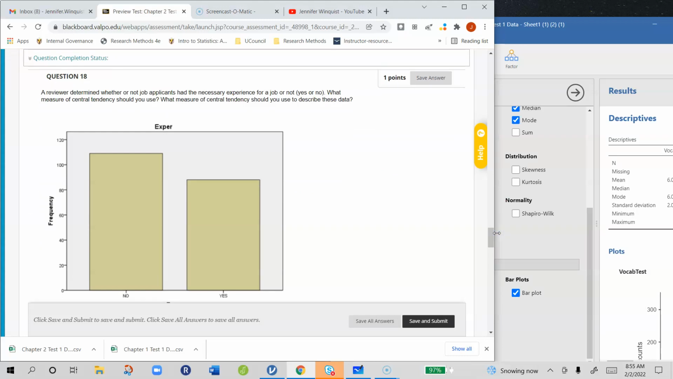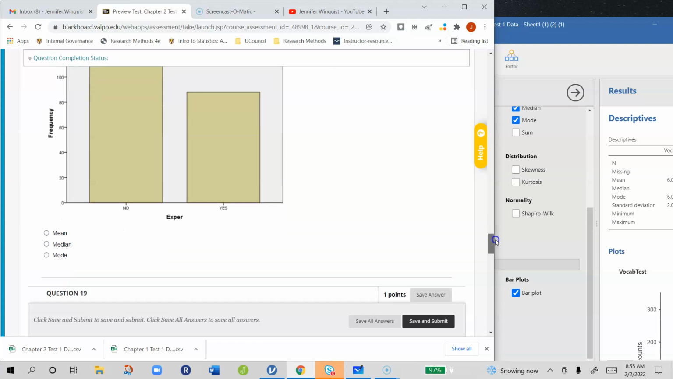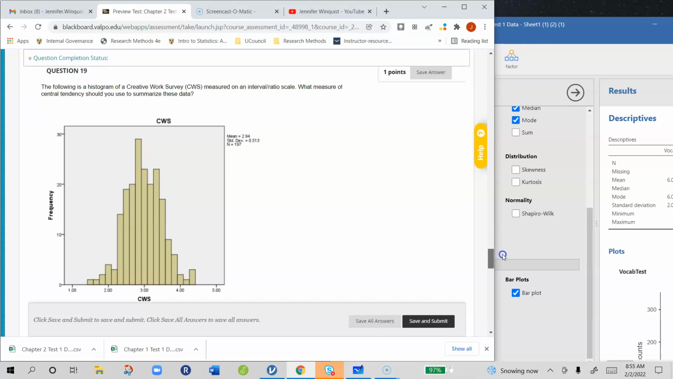For question 18, a reviewer determined whether or not job applicants had the necessary experience for a job, just coded as yes or no. So that is nominal data, and with nominal data, we're going to use the mode. Okay. For question number 19, we have a creative work survey measured on an interval ratio scale, and this data are normally distributed pretty much. No extreme scores or outliers. And so we would choose to use the mean.